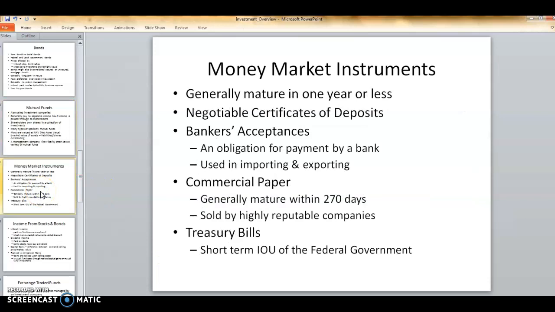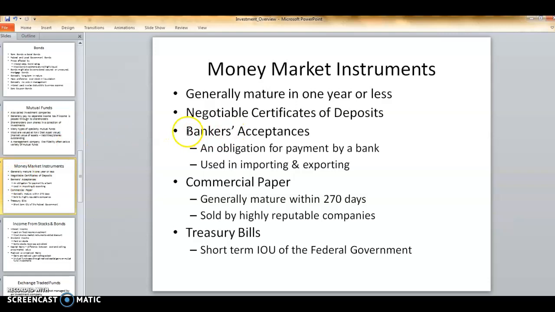Money market instruments are another type of investment. Those are short-term investments. They mature in 1 year or less. They would include things like a negotiable certificate of deposit. That's like a certificate of deposit that you or I have, but you and I can't actually sell the certificates of deposit amongst ourselves, while companies will be able to buy and sell certificates of deposit if they are negotiable.